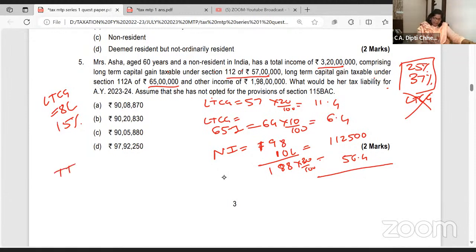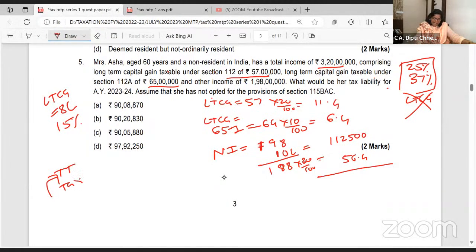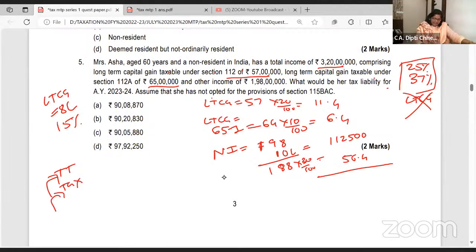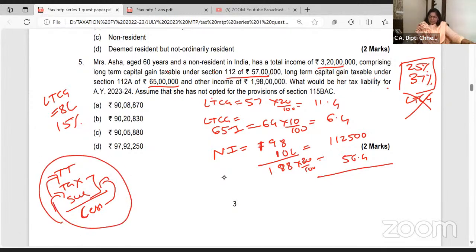Achha, one thing to remember: tax is calculated on total income. Ma'am, this is your favorite dialogue. Yes, absolutely. Surcharge is calculated on the tax, and 4% cess on tax plus surcharge. This has to be fixed in your mind. So now what is your total tax?